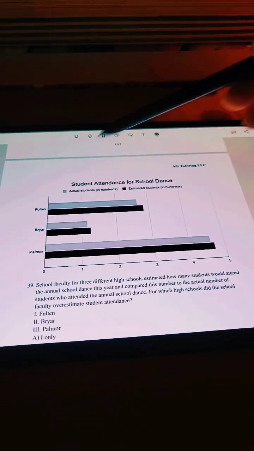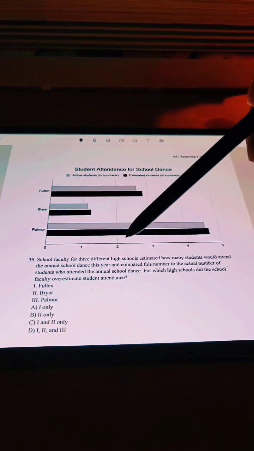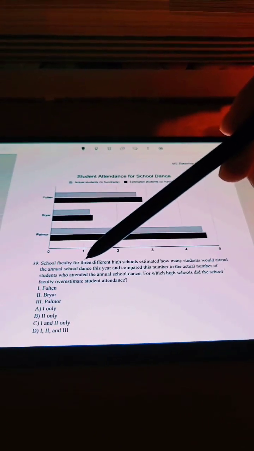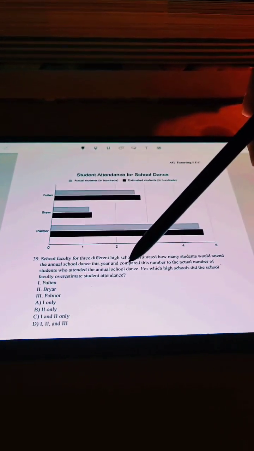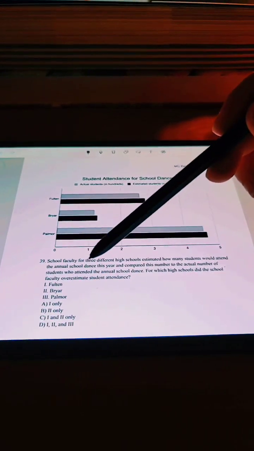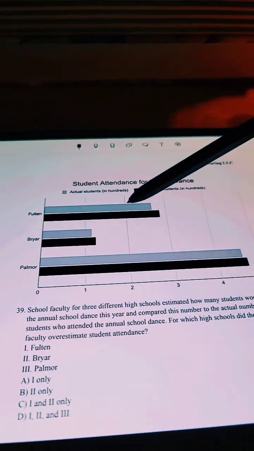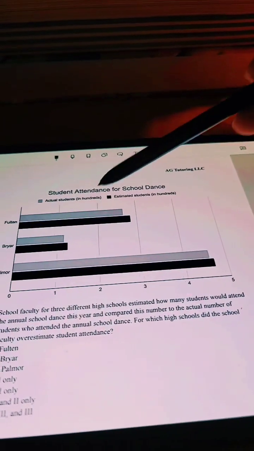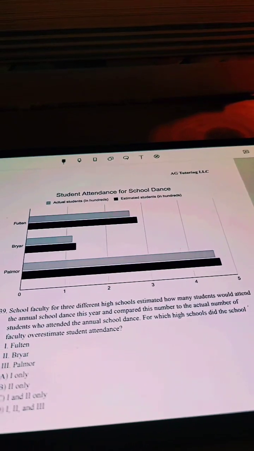Okay. So now we're referring to this figure up here. It says, school faculty for 3 different high schools estimated how many students would attend the annual school dance this year, and compared this number to the actual number of students who attended the annual school dance. For which high schools did the school faculty overestimate student attendance? So the gray bar for each of the schools is how many students actually showed up in hundreds, and the black bar is how many students were estimated to show up in hundreds.